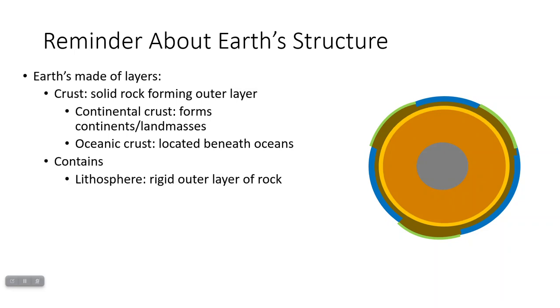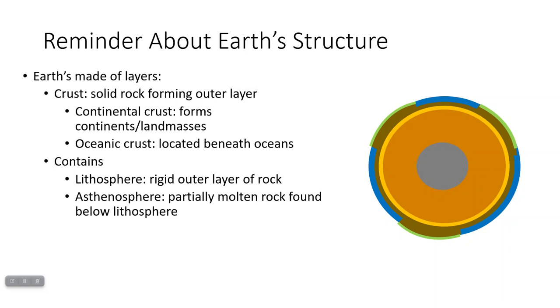So, within the Earth, you have the lithosphere, which is the rigid outer layer of rock. You have the asthenosphere, which is the partially molten layer of rock that's below the lithosphere. This is kind of a boundary between the lithosphere and the mantle itself. Part of the crust does contain asthenosphere.